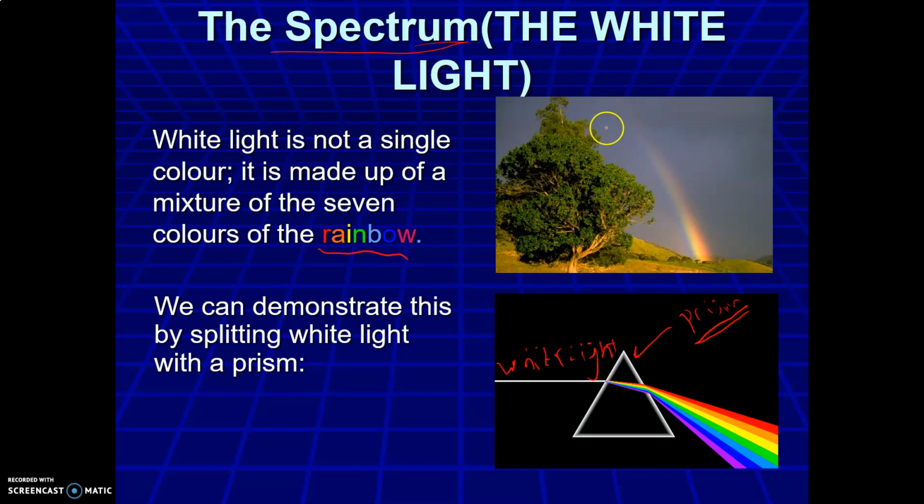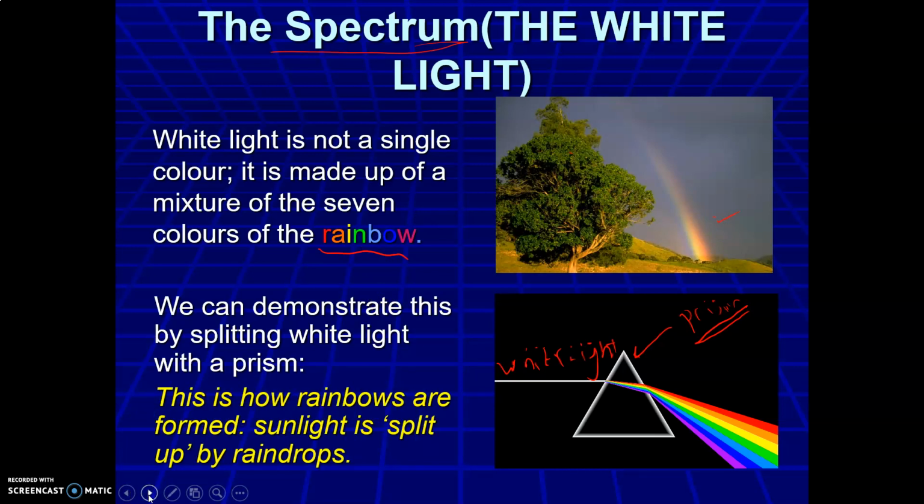Actually, you know the drops? You can see the rainbow when there is rain and there is sun. So the drops of the rain actually work as the prism. They divide or split the white light into these beautiful colors. We call them rainbow. So this is how rainbows are formed.